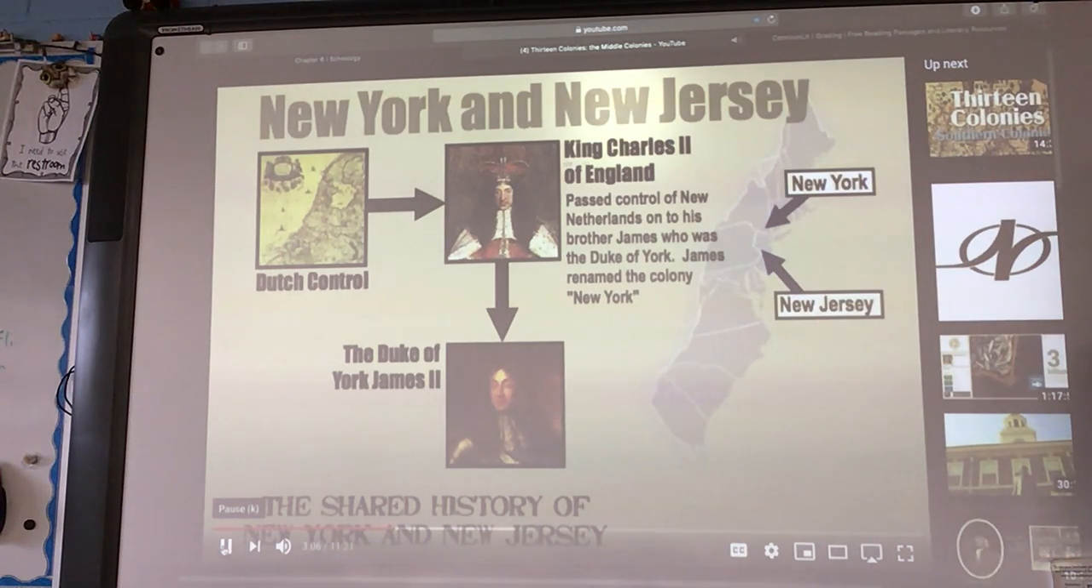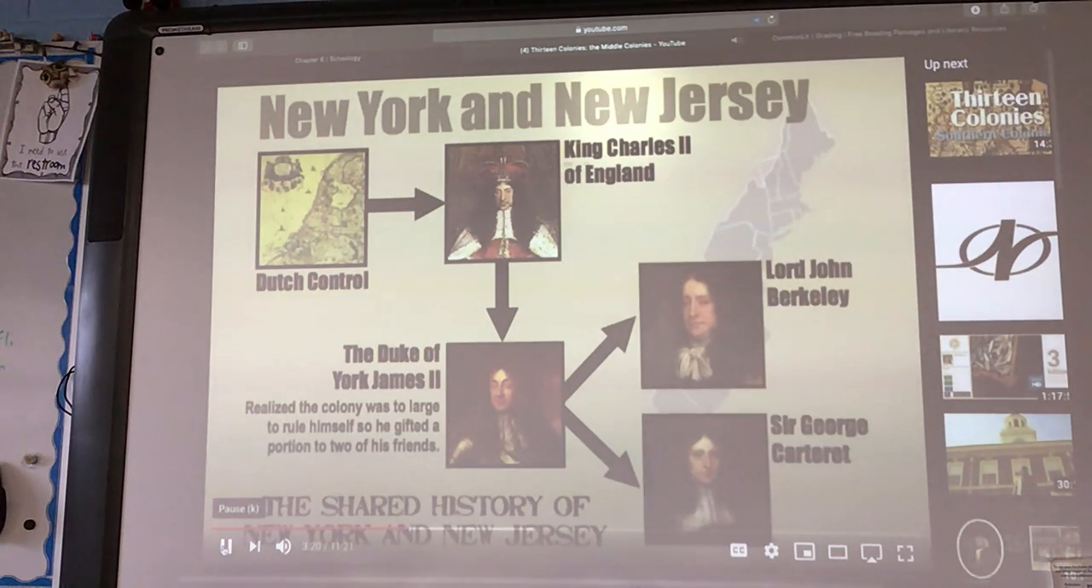So now James II is in charge. But James II actually decides that this region is too large for him to administer himself. So what he does is he breaks off a piece of that region, and he gives that piece to two of his friends, Lord John Berkeley and Sir George Carteret.